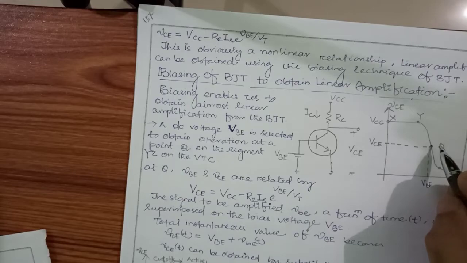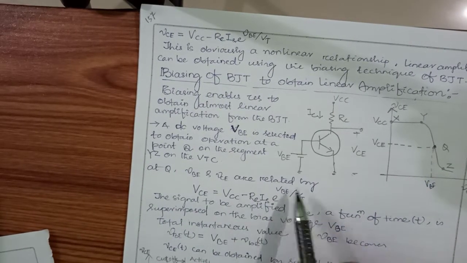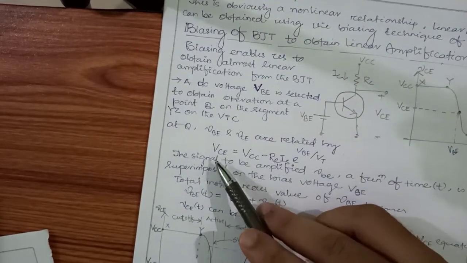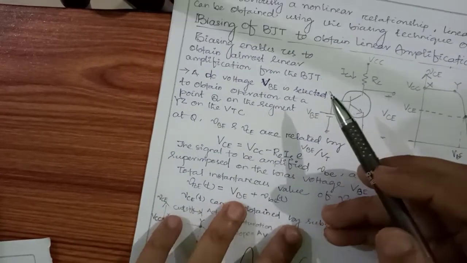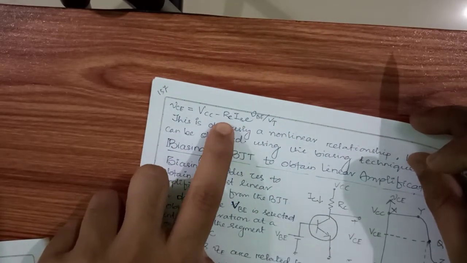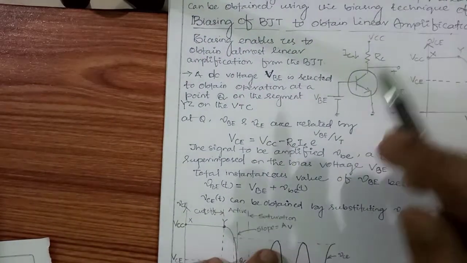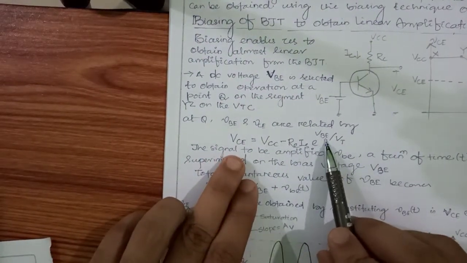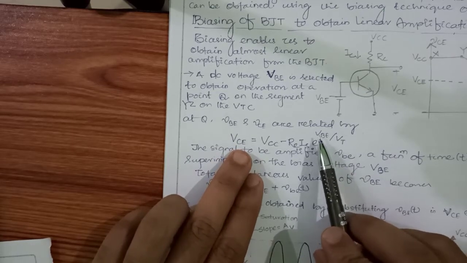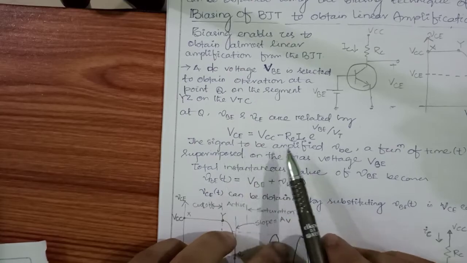This is the Q point, which is nothing but our operating point. Then at Q point, how are our VBE and VCE related? We know our VCE is nothing but VCC minus ICRC. From this equation you see our VCE is nothing but VCC minus ICRC. And what is IC? Our IC is nothing but Is e power VBE upon Vt. So this is the relationship between input and output voltages, VCE and VBE.